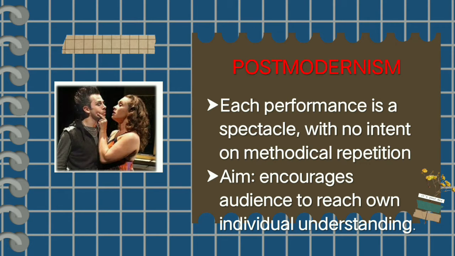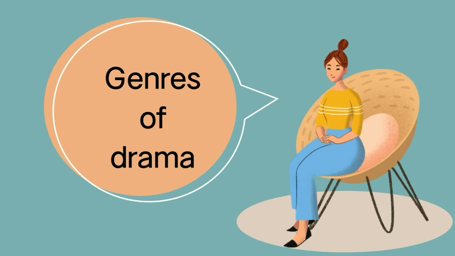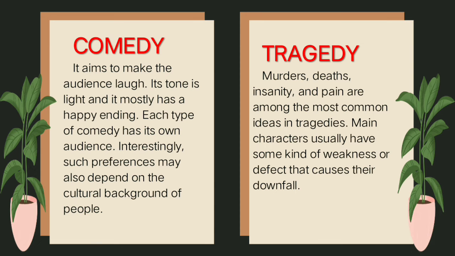So now let's proceed to postmodernism. In postmodernism, each performance is a spectacle with no intent on methodical repetition. The aim of postmodernism is to encourage the audience to reach an individual understanding. So in postmodernism, it is highlighting the truth, hiding emotions of the audience, and those are the theatrical styles.